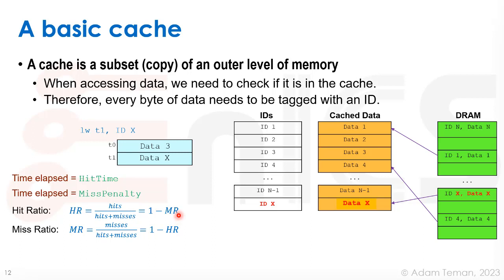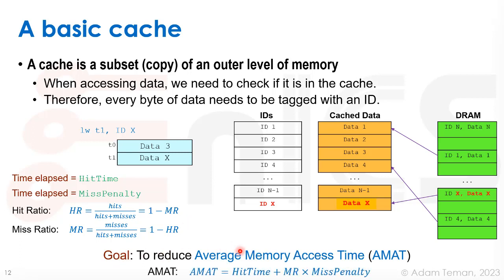So hit ratio is 1 minus miss ratio, and miss ratio is 1 minus hit ratio. And that brings us to our main goal, which is usually going to be to reduce the average memory access time, or the AMAT. That's the performance metric that we define for caches and we want to reduce. AMAT is the hit time, the time it takes to actually go and get something from the cache, which is always going to be there, plus the miss ratio, how many misses we actually have, times the miss penalty. Since the miss penalty is probably going to be very, very big, we want to minimize this miss ratio as far as possible.